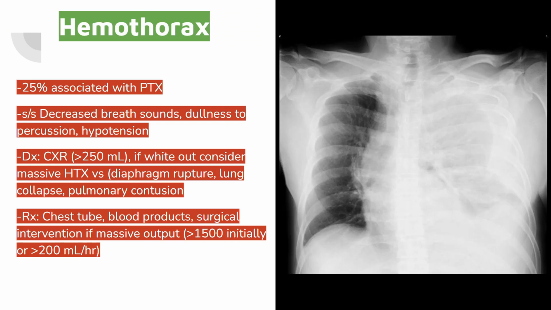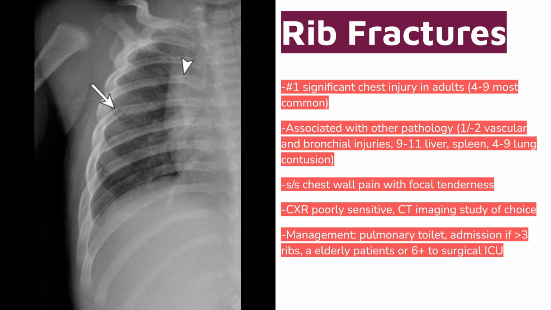Hemothorax, right? Often associated with pneumothorax, decreased breath sounds, dullness to percussion, hypotension. If there's more than 250 mLs, you'll see it on chest x-ray. Obviously, if it's whiteout, you need to consider massive hemothorax with massive transfusion protocol, and you also just want to consider other causes of whiteout, right? So diaphragmatic rupture, lung collapse, pulmonary contusion. Okay. Treat with chest tube, blood products, and surgical intervention if there's massive hemorrhage.